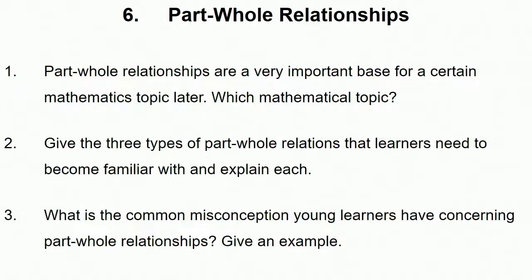Give the 3 types of part-whole relations that learners need to become familiar with. Explain each. It's very straightforward. You have to give the types, say what it is, and explain each. What is the common misconception young learners have concerning part-whole relationships? You give examples. Give an example. So there it says very clearly what you have to answer.